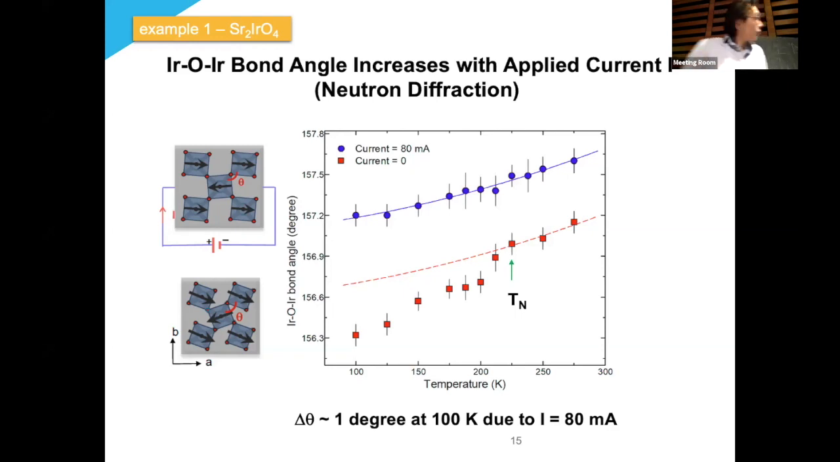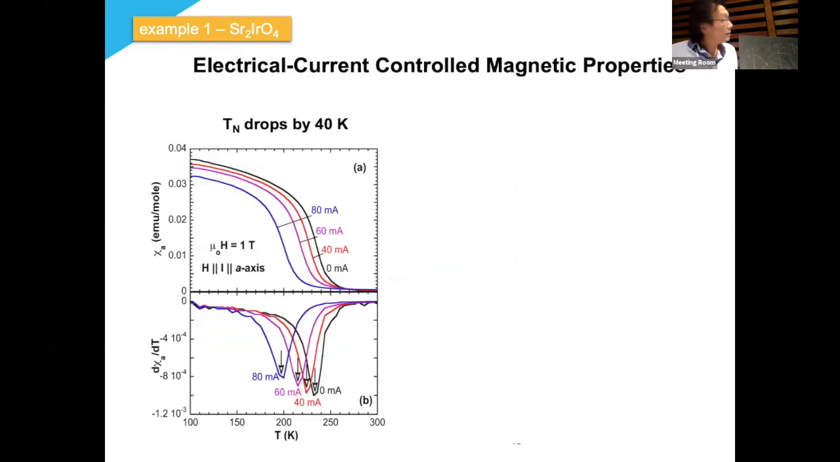The other slides that I'm going to show you won't be that surprising anymore, because we know that for this type of material, the lattice plays a critical role. If you change the lattice, of course, you can change a lot of things. For instance, this is the magnetic susceptibility as a function of temperature at different currents. You can see that the magnetic order decreases systematically with increasing current. Here is the derivative of that, which is indeed decreasing very rapidly.